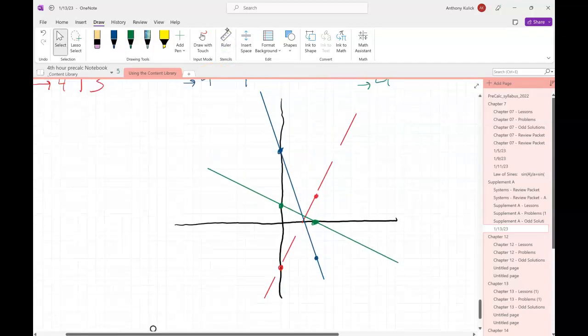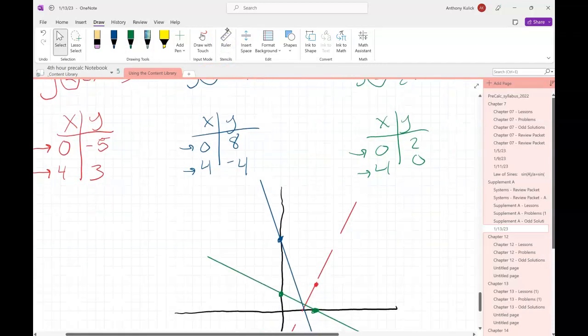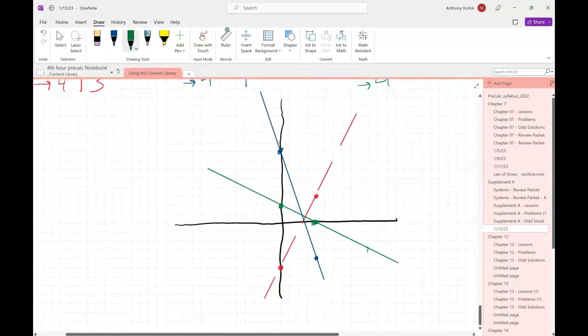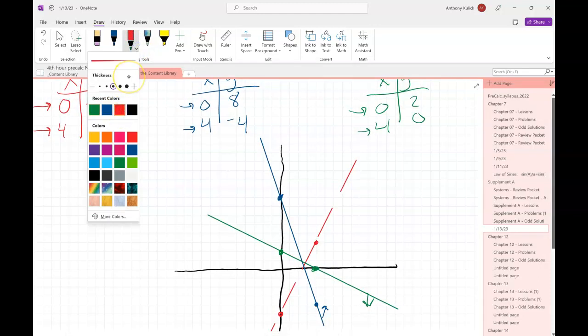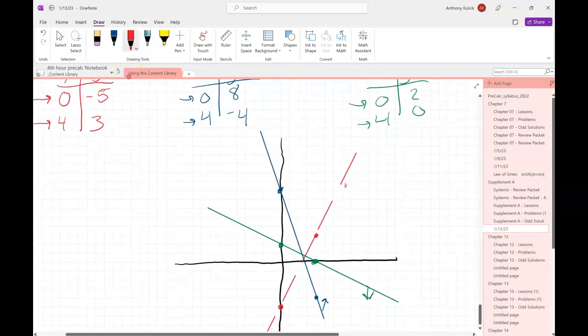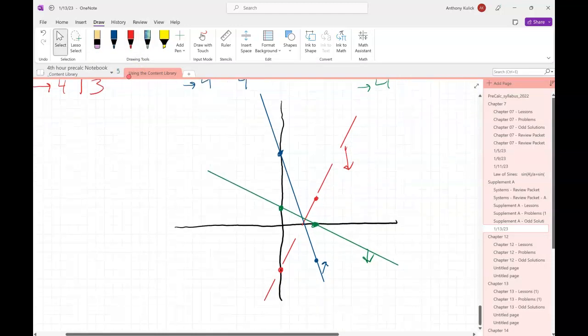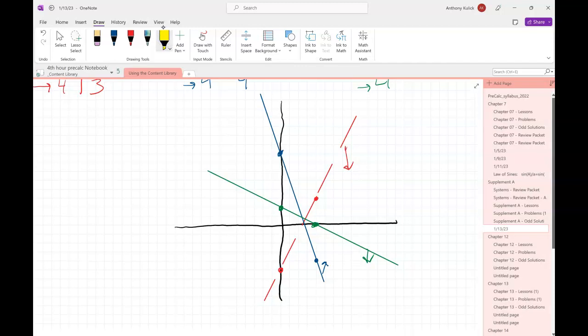All right. The green we're shading below. The blue one we shaded above. And the red one we are shading below. So where's the space that's below the red line and the green line, but still above the blue line? That space there, right?